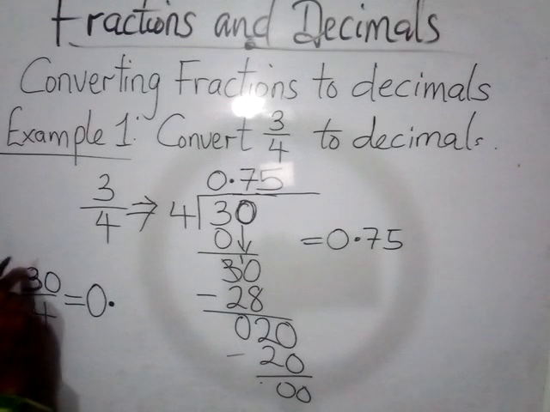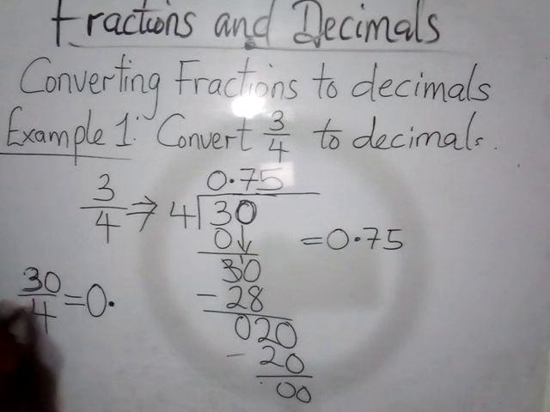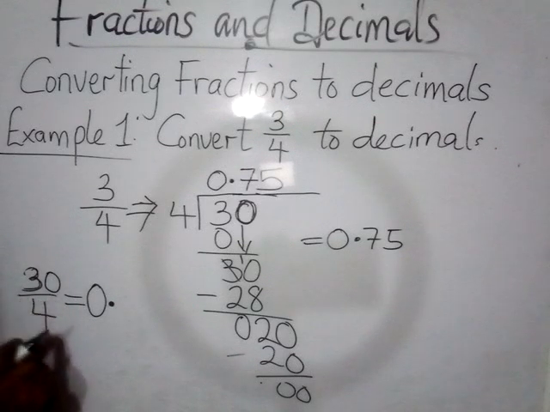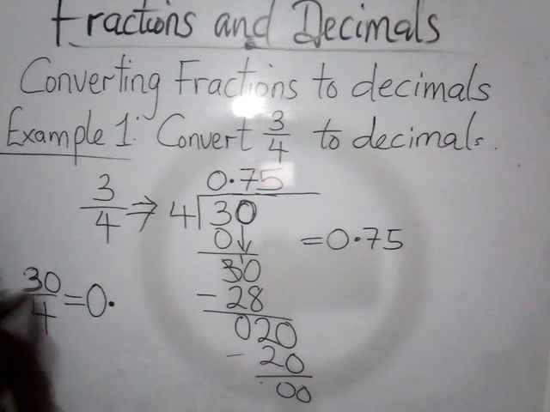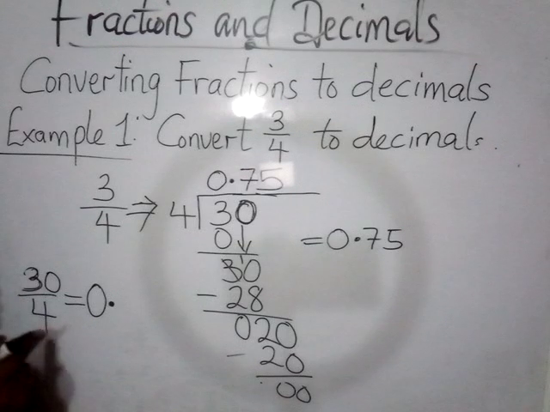And that help we have given to it by adding this 0. So the numerator now becomes 30. So how many 4s can we get from 30? If you know your multiplication table, you know that 4 times 7 is 28. 4 times 8 is 32. But this number is not up to 32, so it can't be 8 times. So it has to be 7 times.